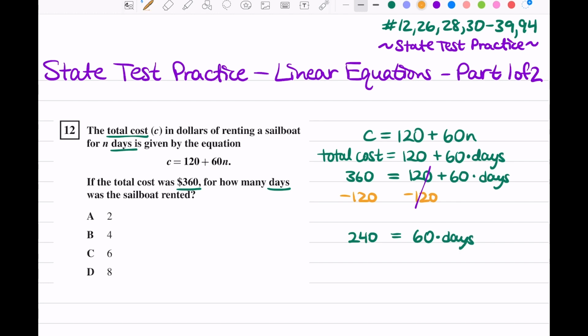So how do we get days by itself? We have 60 times days, so we have multiplication, and we undo that with division. So we divide both sides by 60. On the left side, 240 divided by 60 gives us 4. And on the right side, our 60s cancel, leaving us with days. So now we know that if the total cost were 360, that means that the sailboat was rented for 4 days. And looking at our options, that's option B.